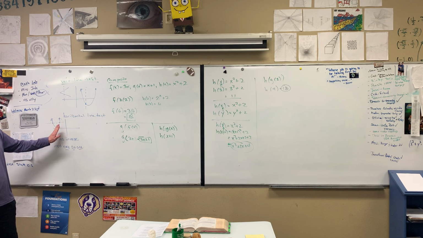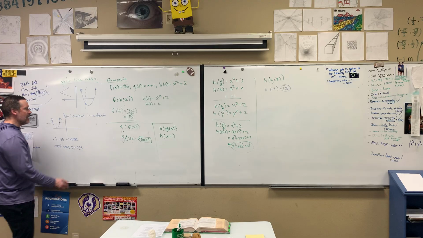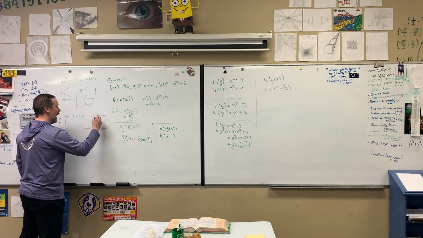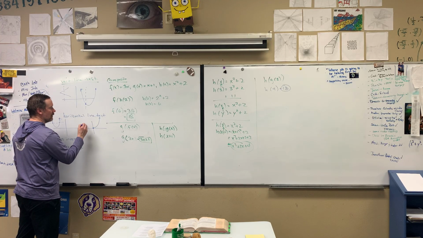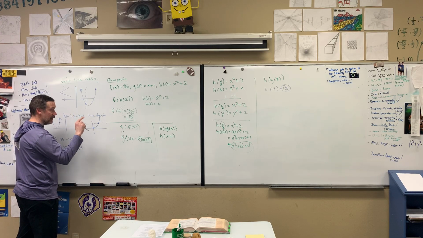So if it doesn't pass the horizontal line test, it does not have an inverse and it's not 1 to 1. Those go hand in hand. If it does pass the horizontal line test, like let's say we have half of a parabola like this, and we look at this and we say, okay, this passes because no matter where I draw a horizontal line, it's only going to hit in one spot.